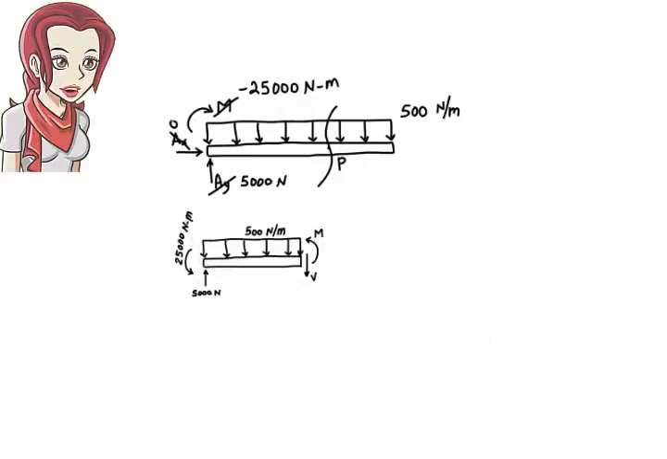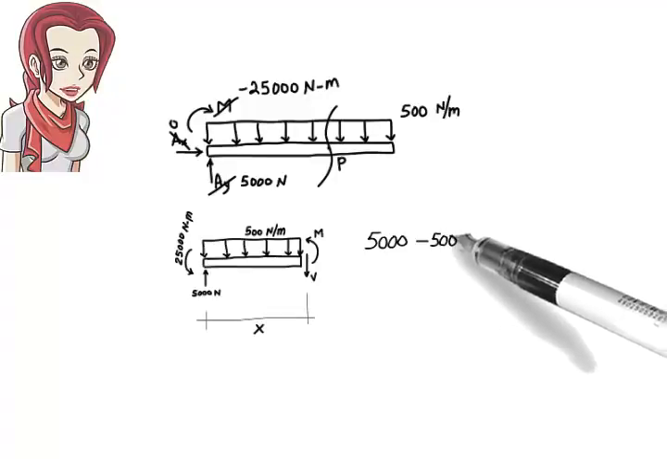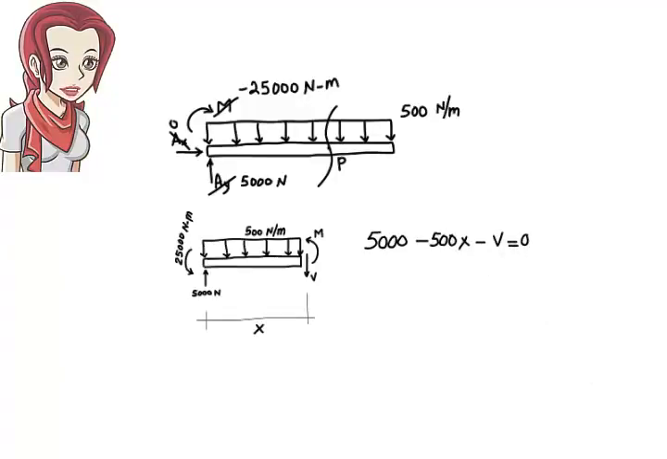Since we do not know the length of the segment, I'm going to label it as x. That is, the distance from the left end of the beam to the point is x. Now write the equilibrium equations in terms of x. We have sum of the forces in the y direction must be 0. That is 5,000 minus 500x minus V equals 0.